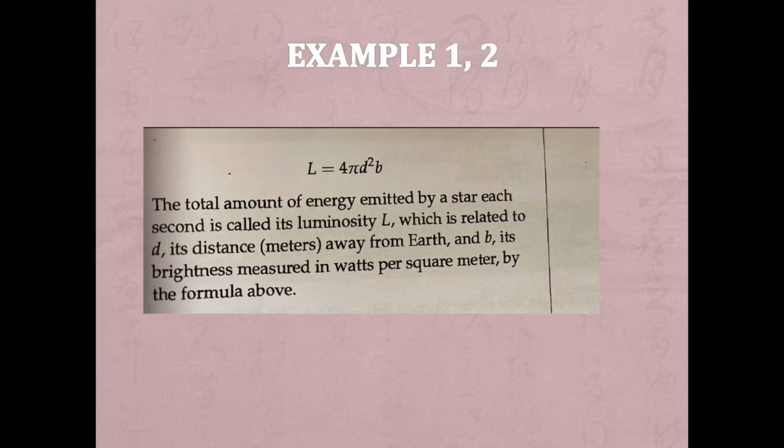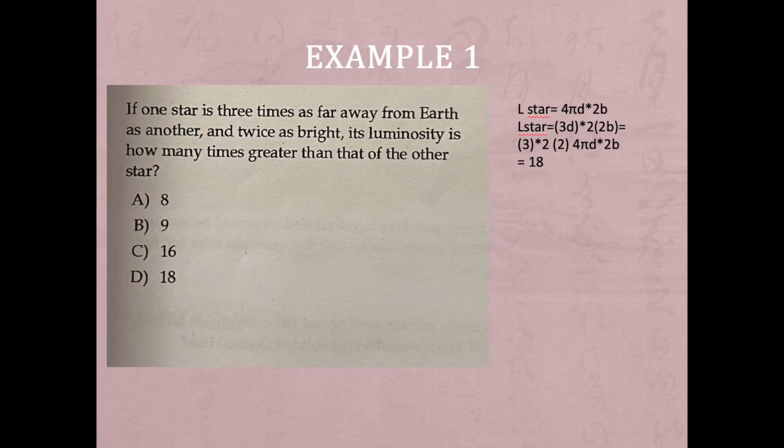So the two examples that we're going to take today relate to this equation here. This equation states that the total amount of energy emitted by a star each second is called luminosity, L, which is related to the distance d in meters away from Earth, and B, its brightness measured in watts per square meter, by the formula above. So this formula relates to these two examples. Example 1 states, if one star is 3 times as far away from Earth as another and twice as bright, its luminosity is how many times greater than that of the other star?